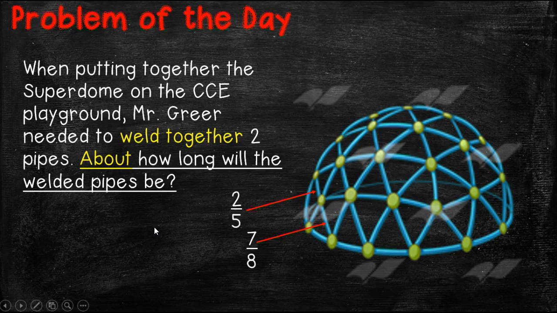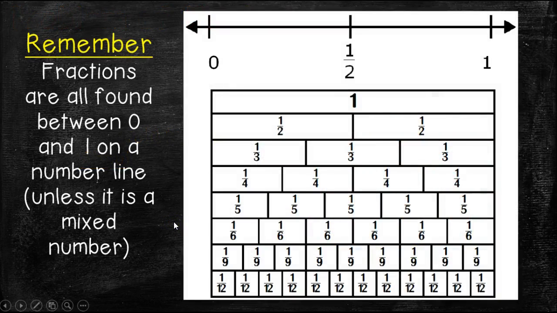So we'll go ahead and do that, and we underline the question, that is, about how long will the welded pipes be? And that word about tells us something very important. It tells us that we are estimating. Very good. We're not finding an exact answer. We're just finding something close to. And then the words weld together, welding together of two pipes, that means we're going to add them together because we're putting them together, so they need to be added. So let's go ahead and see how we figure this problem out.